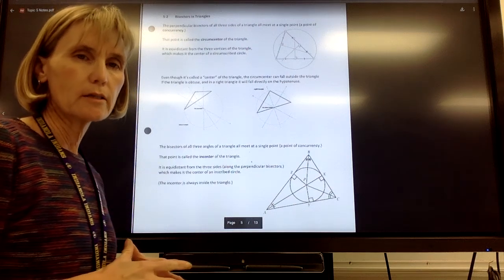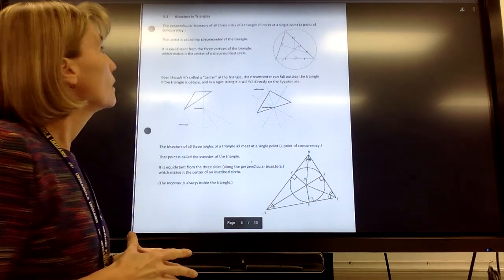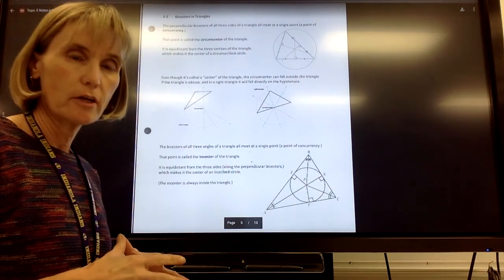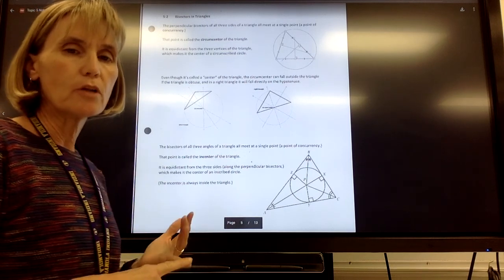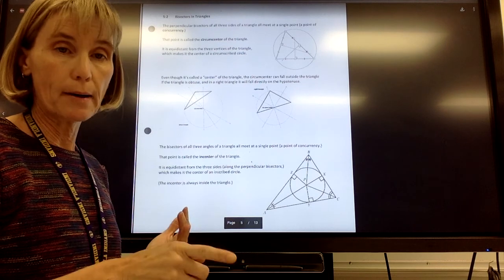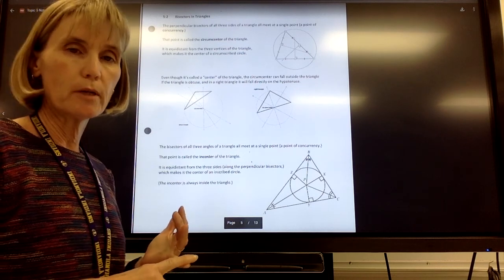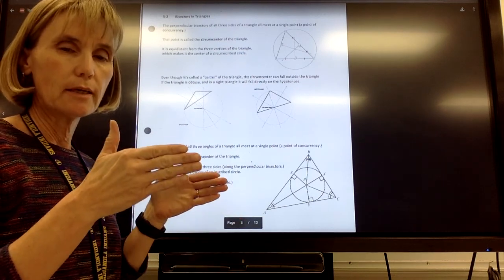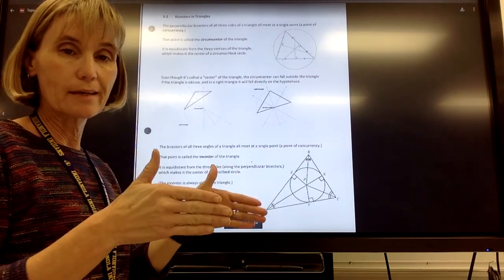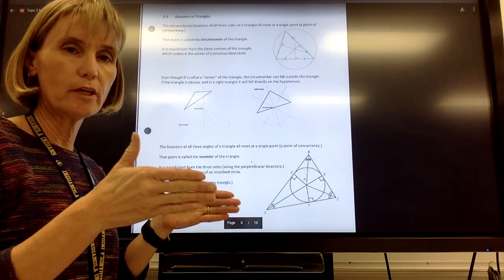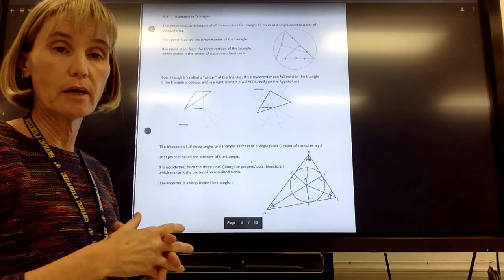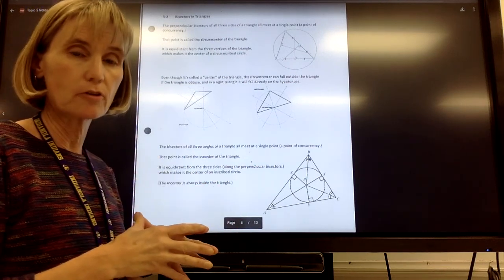Right, we're going to look at section 5.2 today, and it is titled Bisectors in Triangles. So when you went through section 5.1, we talked about what a perpendicular bisector was, and a perpendicular bisector cuts each side or a segment in half. We're going to talk about it in triangles today. So each side of the triangle is going to be cut in half by a perpendicular bisector.